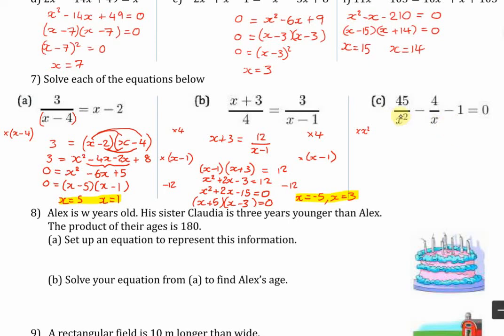So when we times this first term by x squared, we will just get 45. When we times the next term by x squared, we will get 4x squared over x, and hopefully you can see that this will simplify down. X squared divided by x will just give us x. Okay, so I'm just going to get rid of that now. Oops, I'll just leave it as 4x. And when we times negative 1 by x squared, that's going to give us negative x squared. And there you go, just in one step we've got rid of all the denominators.